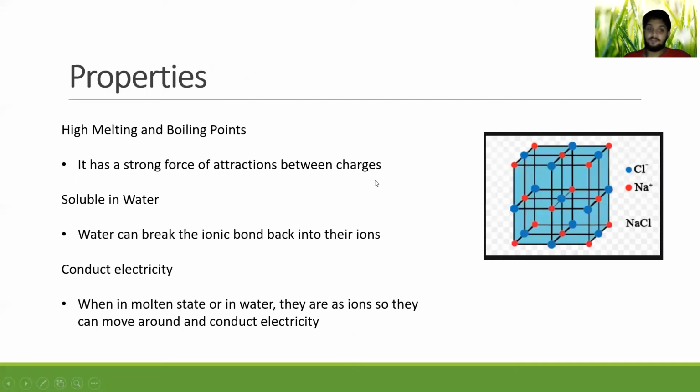Then we come to the properties. Now here we have a property, which is they have very high melting and boiling points. Very high melting and boiling points. Why? Because we spoke about this.